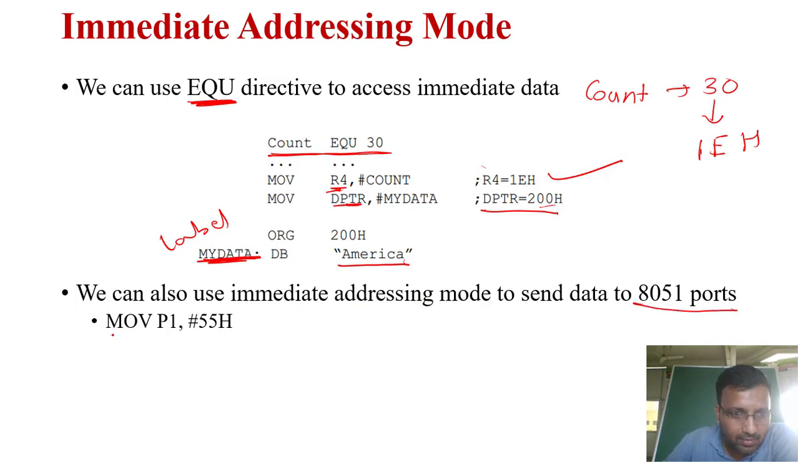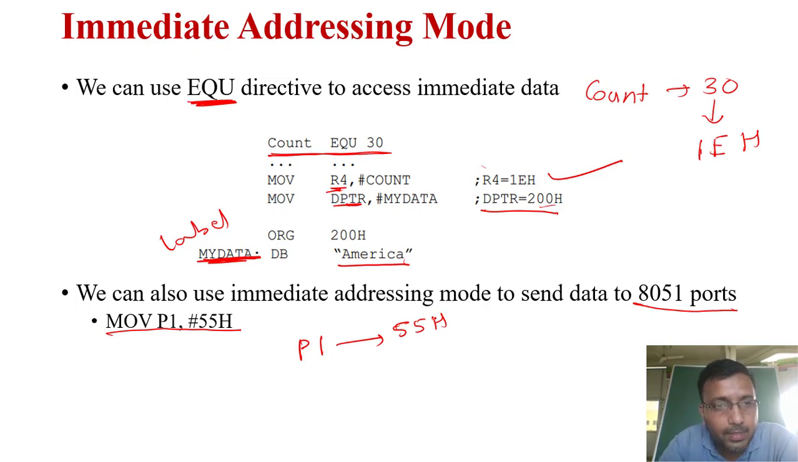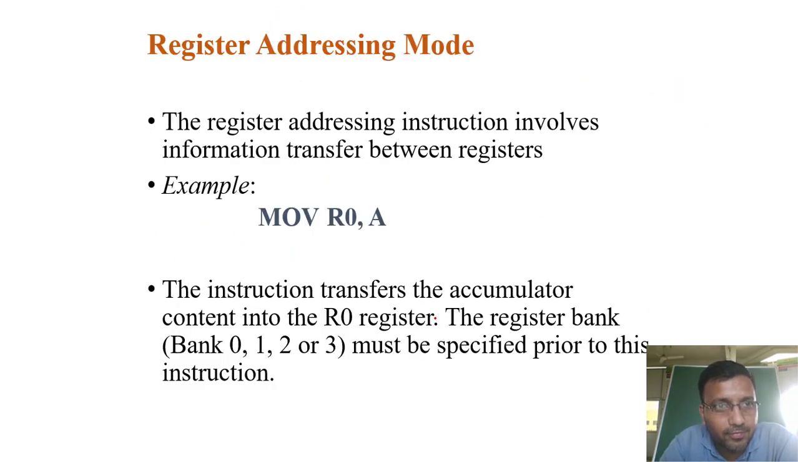So like this we can write MOV P1, #55H, which means that P1 has some memory address, and on that particular address 55H will be loaded. Okay, so this is the way we can use the immediate addressing mode. Okay, so we'll move forward.